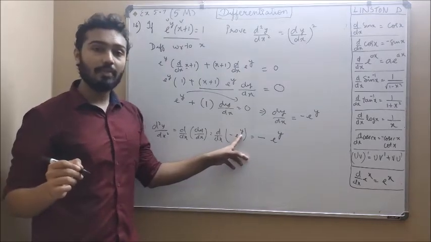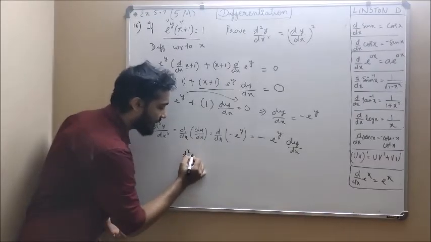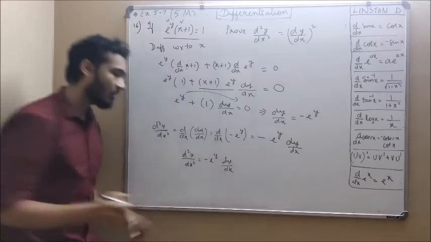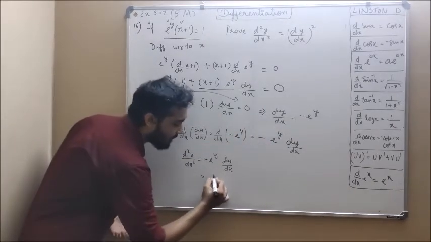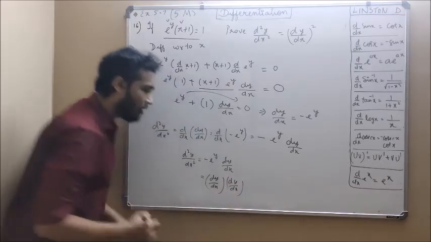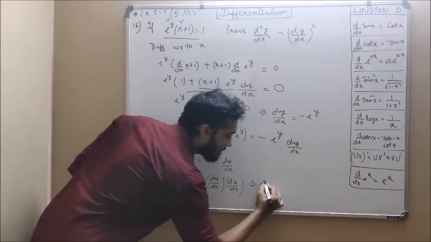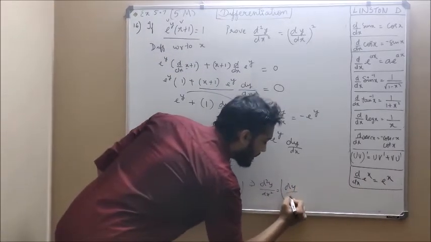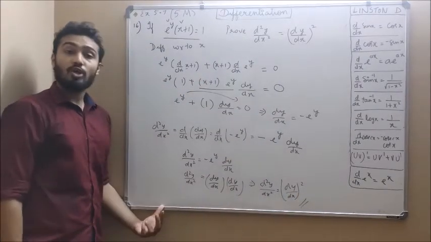Now here y is the dependent variable, so dy by dx. So what we get? d square y by dx square equal to minus e power y dy by dx. Now what is minus e power y? Minus e power y is nothing but dy by dx. So substitute: dy by dx into dy by dx. So d square y by dx square is nothing but dy by dx into dy by dx, which implies d square y by dx square is dy by dx the whole square. So this is the answer. This is what we wanted. Pause the video and take note.